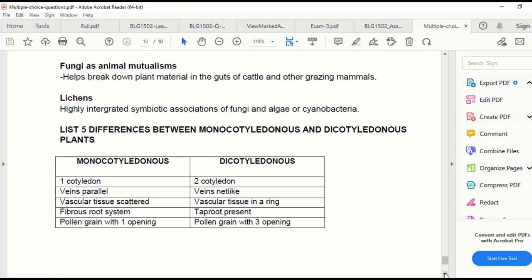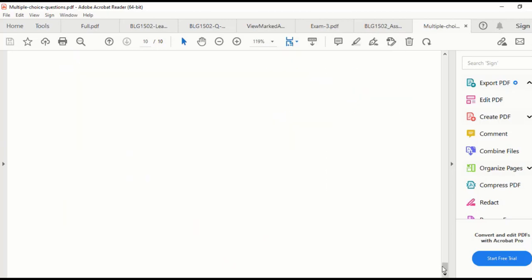In the mono the veins are parallel, but in the dico the veins are net-like. In the mono the vascular tissues are scattered, but in the dico the vascular tissues are in the formation of a ring. The fibrous root system is in the mono, and the taproot is present in the dico. In the mono there are pollen grains with one opening and pollen grains with three openings in the dico. And that's it for this one.